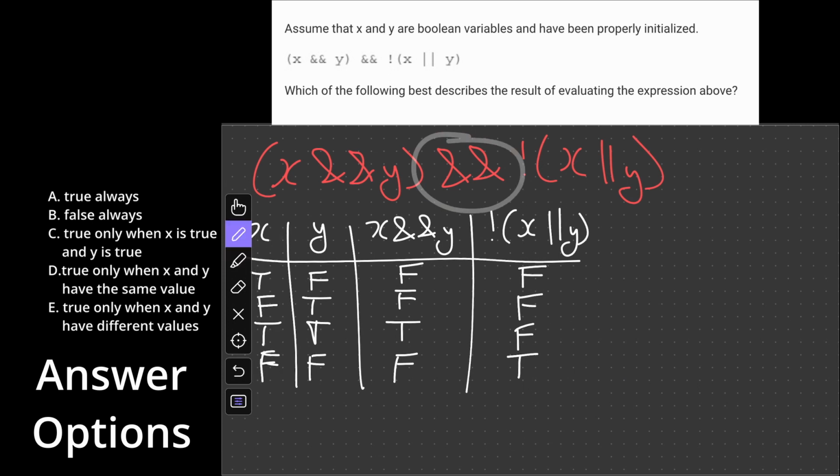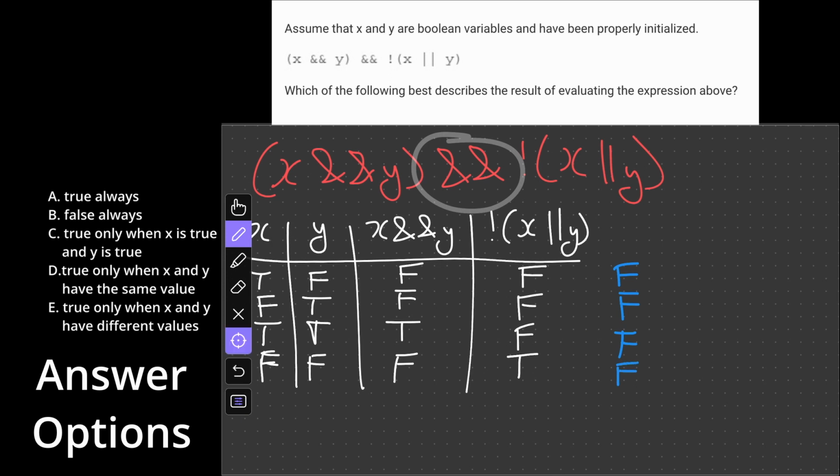So now we're just going to take these two columns right here. First, false and false, make this blue, is going to be false, and then false and false again is going to be false. True and false is going to be false, and false and true is going to be false.